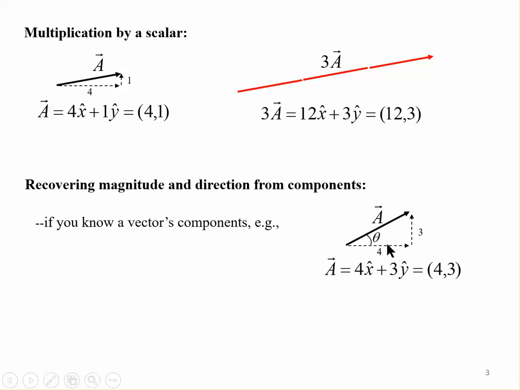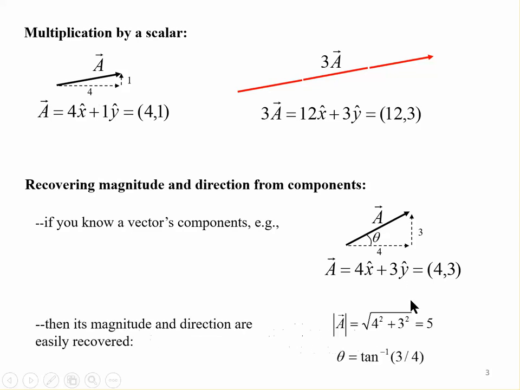Now, if I wanted to know the magnitude of vector A, I could simply use the Pythagorean theorem. The square root of 4 squared plus 3 squared would tell me the length of this side, namely 5. So vector A has magnitude 5. Likewise, if I want to know what angle vector A makes with the horizontal, I'll just use a bit of trig. I'll say that the tangent of this angle is equal to 3/4. Therefore, the angle is equal to the inverse tangent of 3/4.